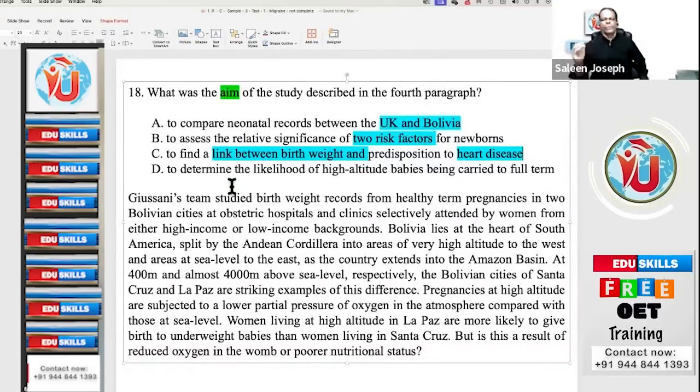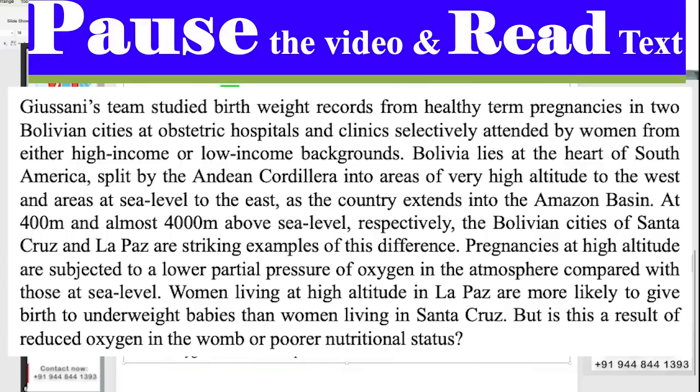So when you read, you have to see whether they are speaking about a link, or are they comparing between UK and Bolivia, or are they speaking about two factors, risk factors. D, option D, to determine the likelihood of high altitude babies being carried to full term. Yes? High altitude babies. So we are experts in finding the keywords now. Let's look into this one, read and follow, okay?